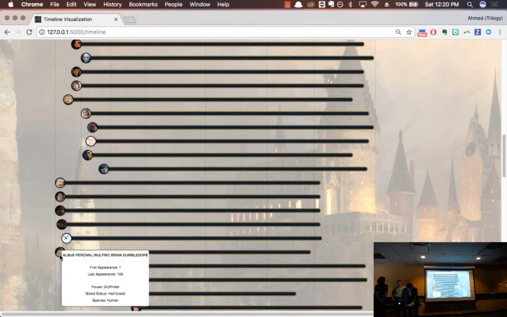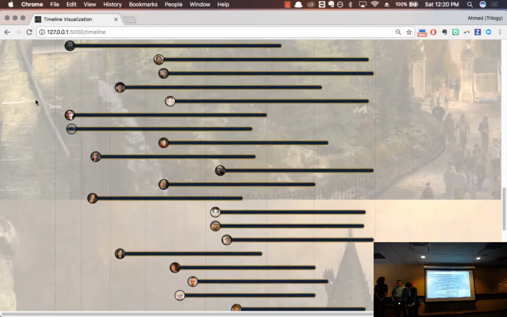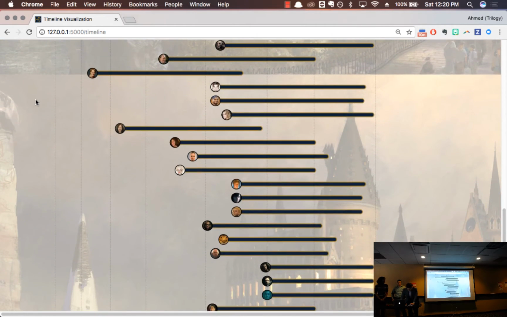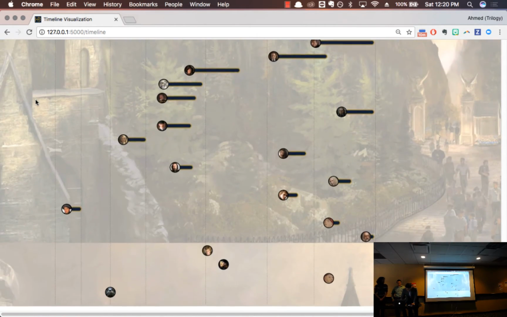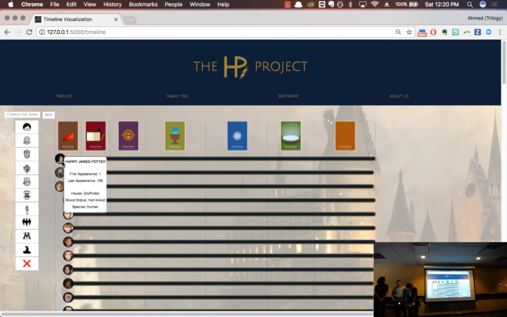Anyway, what we have here is a timeline for not 40 characters, but I think 108? Yes, 108, maybe? I don't know. And for each character, they have an avatar right here. You scroll over, and it'll give you first appearance, last appearance, their house, blood status, and their species. Then we have GIFs across the top here. Yes, I'm Team GIF. They're time markers for where in the books these people actually appeared. We did not build those.